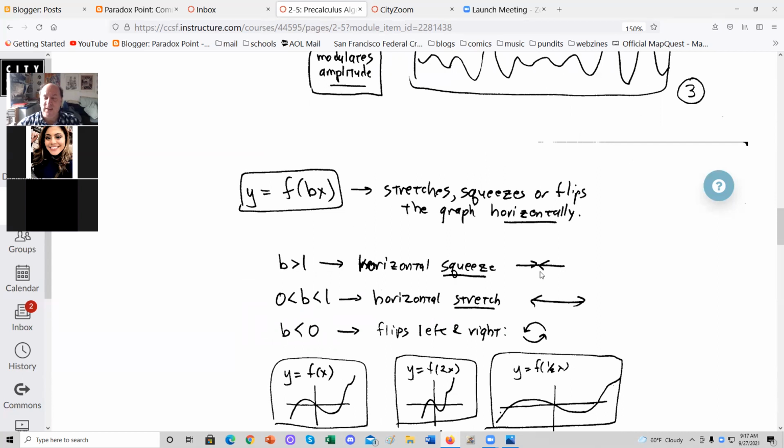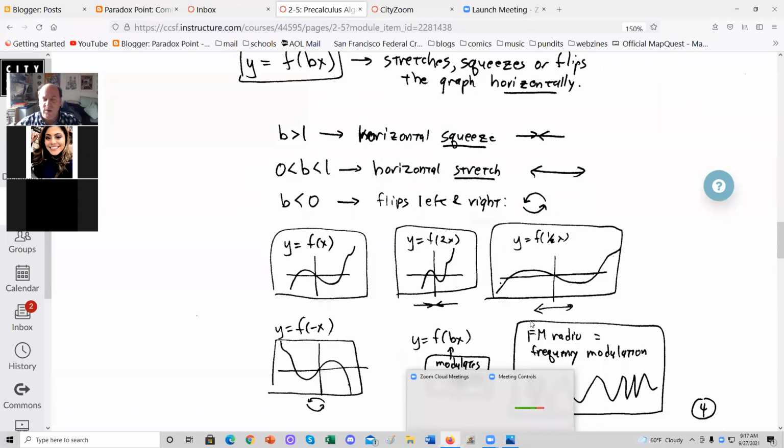Everything happens faster. So this is y equals f of x, and here's y equals f of 2x. It's just squeezed left to right. If b is between 0 and 1, it's a stretch. Everything happens slower. Here's y equals f of a half x, stretched out horizontally outwards. And if b is negative, it flips left to right. So if this is f of x, here's f of negative x, flipped left to right.